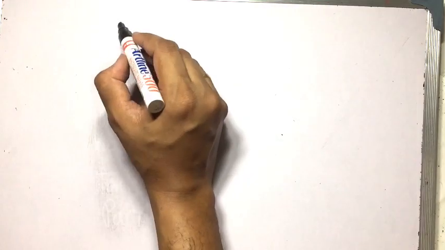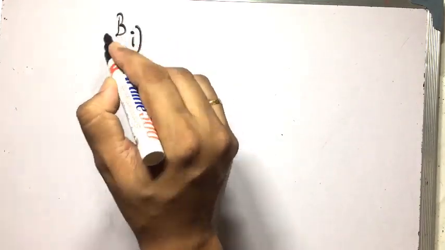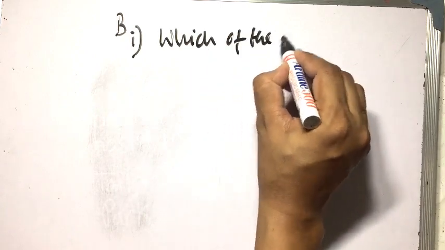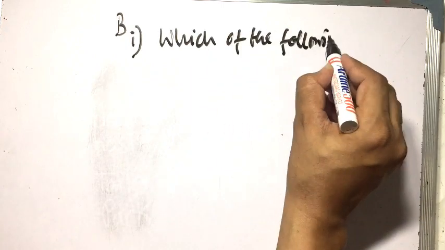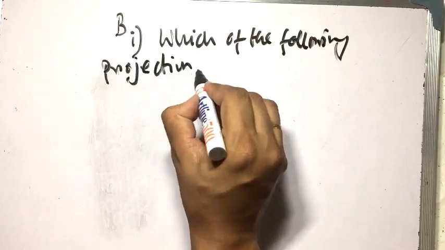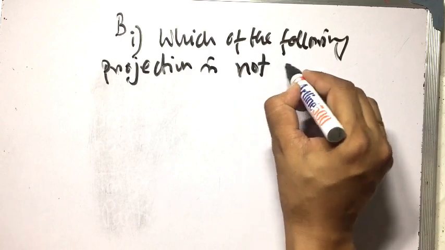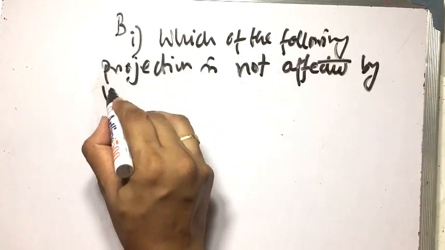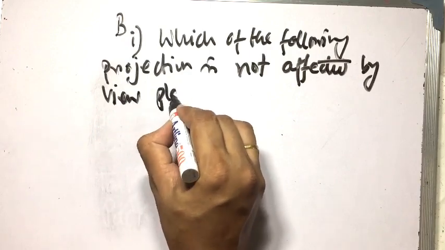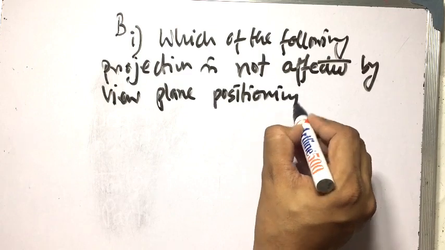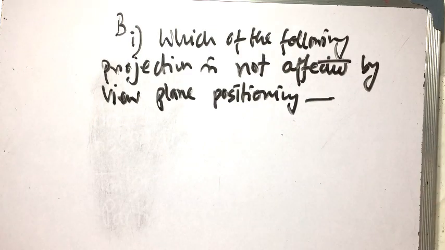Now the MCQ part. Question number 1. Which of the following projections is not affected by view plane positioning?